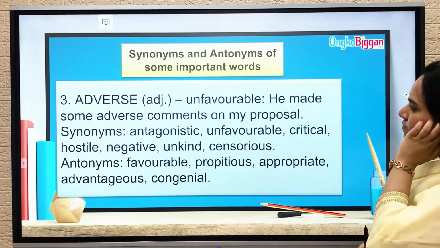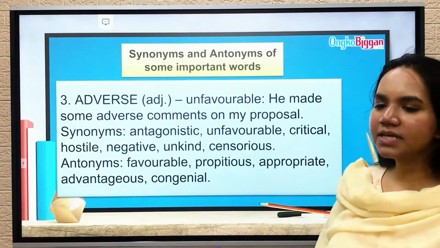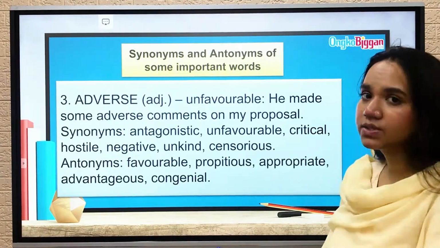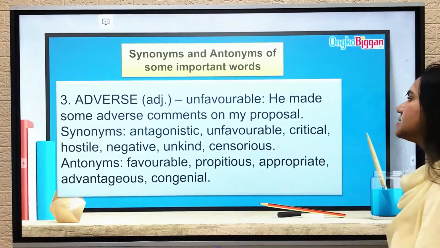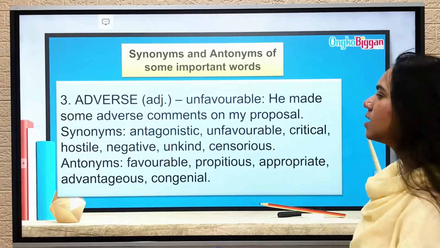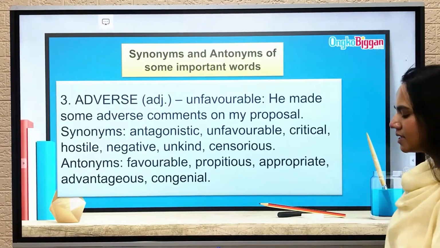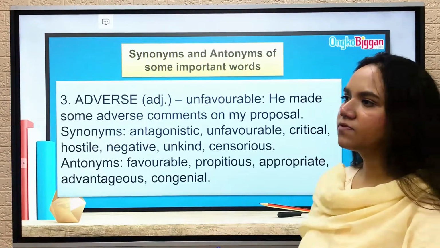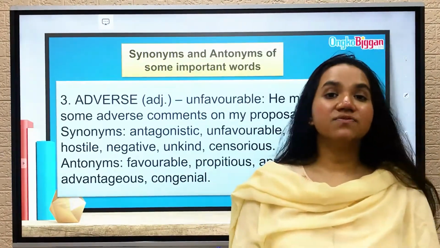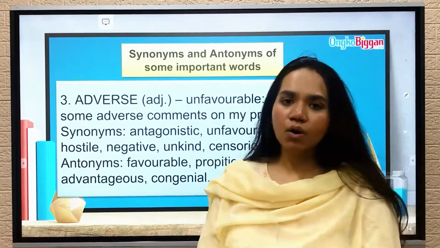Number 3 is adverse. Adverse is generally negative, or it means something that is unlikable or unfavorable, as you can see here. So the sentence is, he made some adverse comments on my proposal. So there are a few synonyms here, like antagonistic. So antagonistic, the word actually comes from an antagonist, who actually means the villain of a story. And the hero of a story is called protagonist.